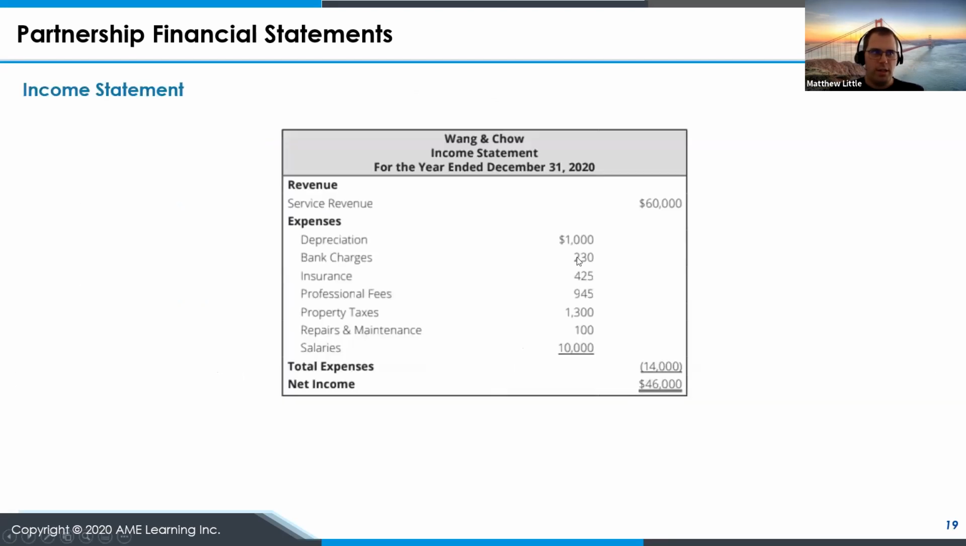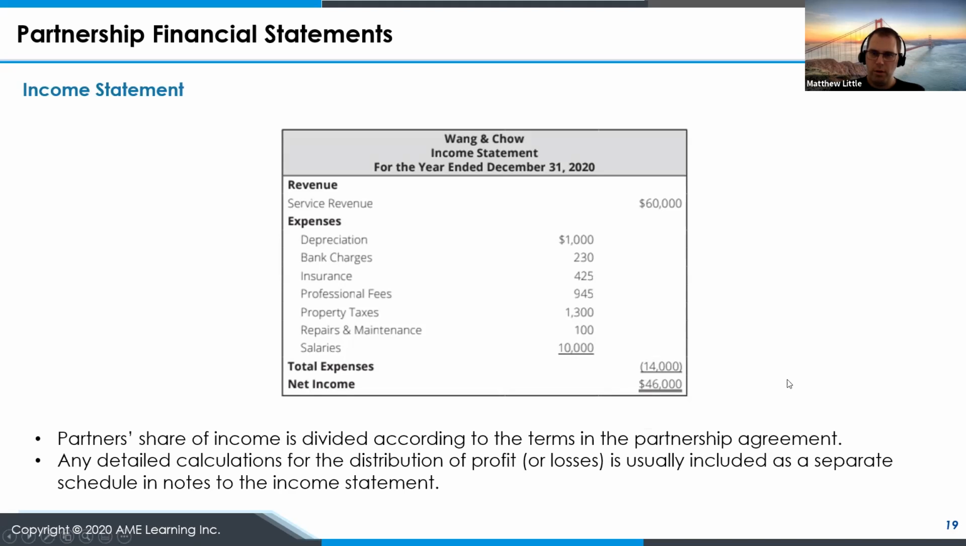So let's have this example again. We have Wang and Chow. We have their income statement for the year end 2020. Service revenue is 60, bunch of expenses, net income of 46,000. We're told that the partner share of income is divided according to the terms of the partnership agreement, and any detailed calculations for the distribution of profit or losses is included as a separate schedule and notes to the income statement.